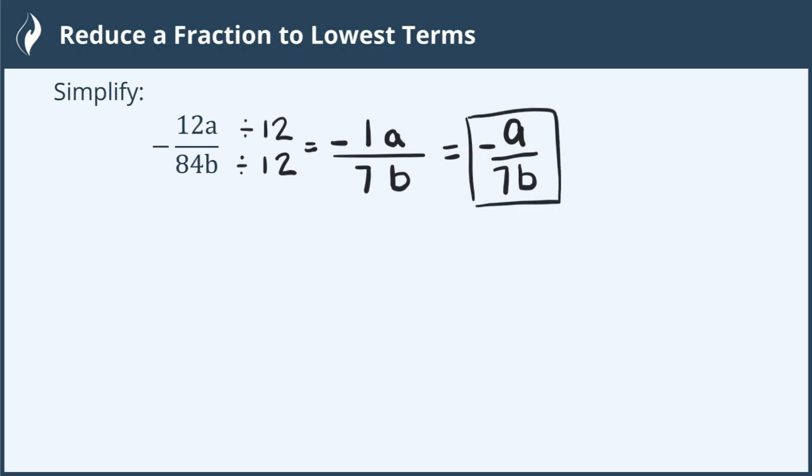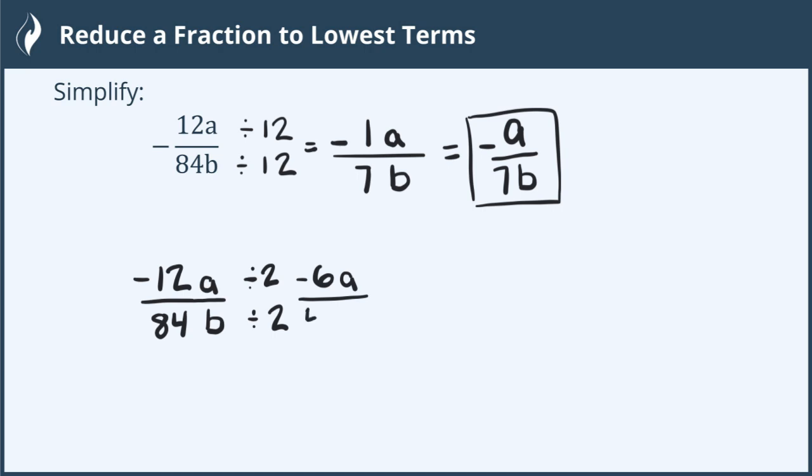If I didn't know that 12 and 84 were both divisible by 12, I could see that they are both even and just start by dividing by 2. This gets us smaller numbers, which might make it easier than trying to find the largest number for both of them. I'm also going to leave my a and the b here, and since neither of those divide on this one, they're still going to remain the same. So we're going to divide the top and bottom by 2. 12 divided by 2 is 6, and I'm going to keep the negative, so negative 6a. 84 divided by 2 is 42, and I still have the b.